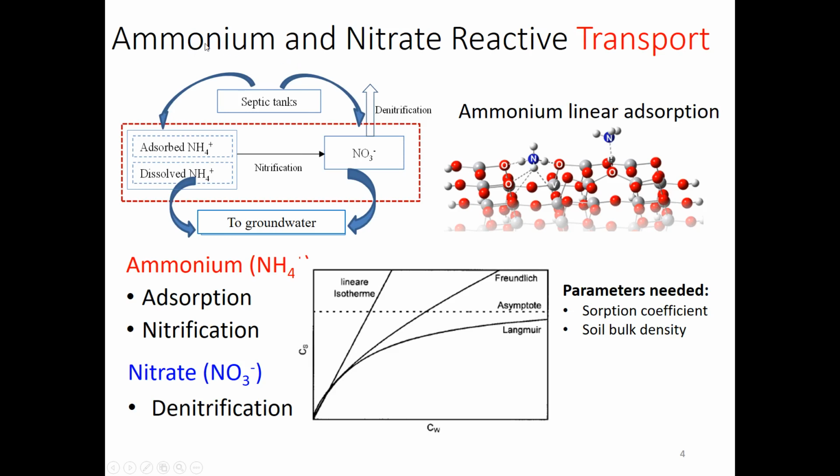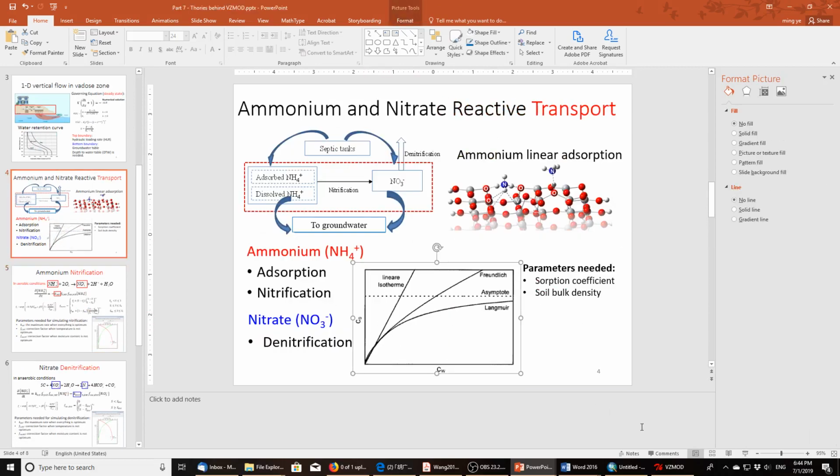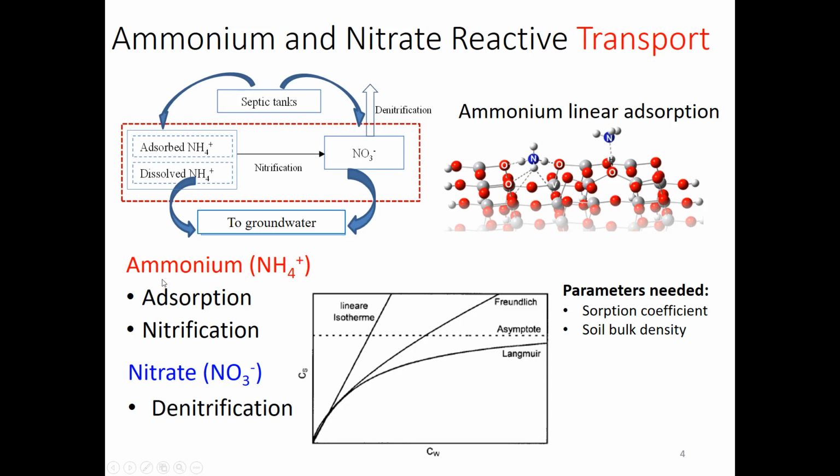For ammonium and nitrate, we consider three kinds of reactions. Let's say there are two reactions associated with ammonium. One is absorption, the other is nitrification. So absorption means, here's a diagram I have. You have ammonium, which is positively charged, and you have a soil particle which is negatively charged. So that's why ammonium is absorbed on soil, because they have different charges.